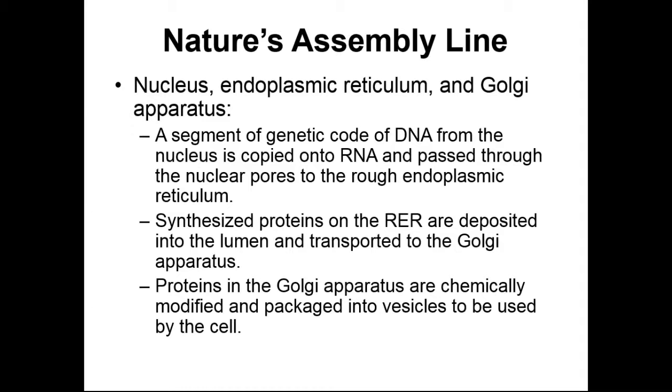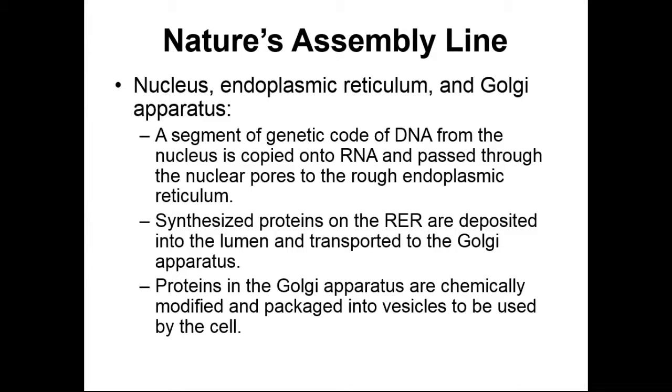From there, that piece of messenger RNA is going to be picked up by a ribosome on the surface of the rough ER, and will be used to synthesize a protein that's secreted into the inside, or the lumen, the hollow space on the inside of the rough ER. When you see this term lumen, lumen refers to the hollow space within a structure. And that protein will go from the lumen of the rough ER and be transported to the Golgi apparatus.